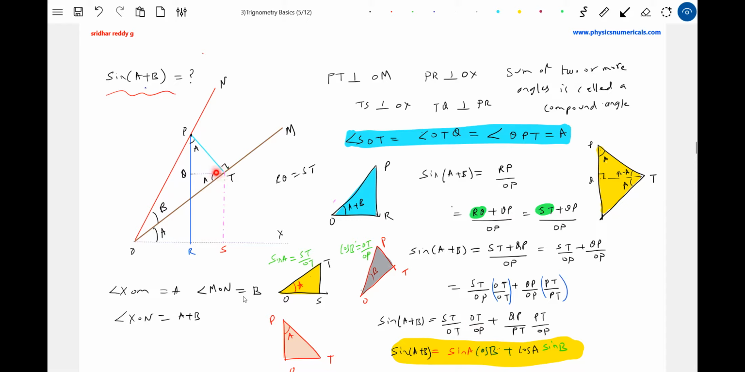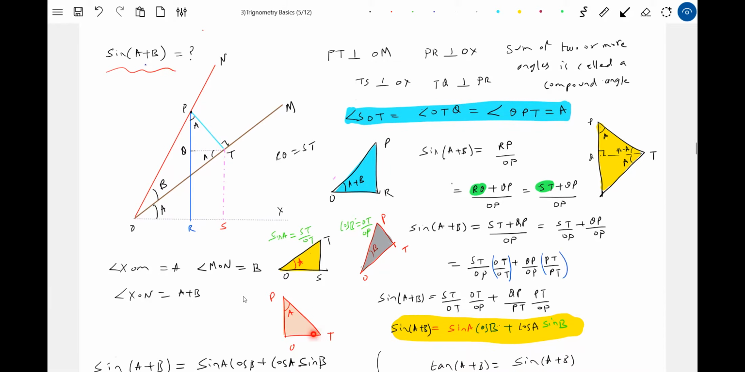Then I'm asking you to get this triangle, TQP. It is Q here, not O, I'll change the symbol. Here, QP by PT, that one. So this will be cos A equal to QP by PT. So in place of QP by PT, I can write cos A.